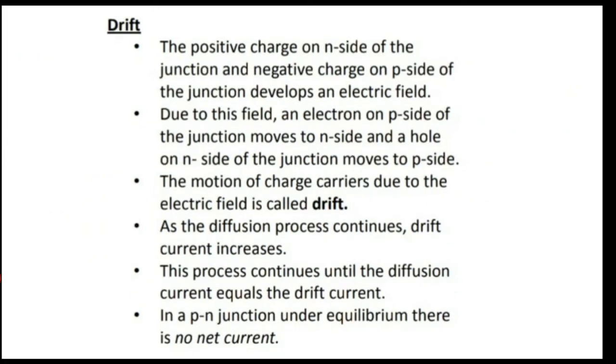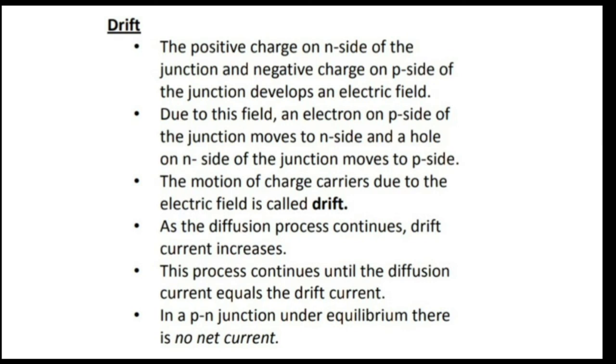As the diffusion process progresses, the positive charge on the N side of the junction and negative charge on the P side of the junction develop an electric field. Due to this field, an electron on the P side of the junction moves to the N side, and a hole on the N side of the junction moves to the P side. That means the minority charge carriers move across the junction. The movement of these minority charge carriers due to this electric field is known as drift.